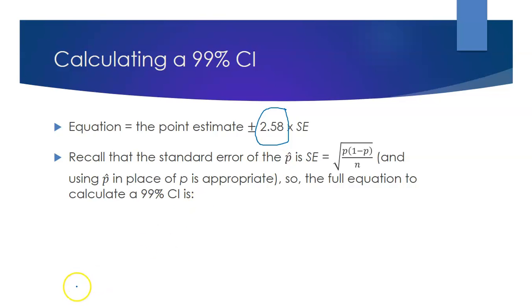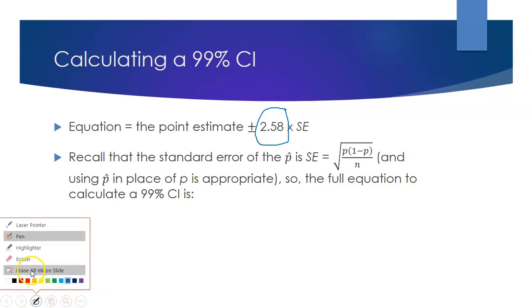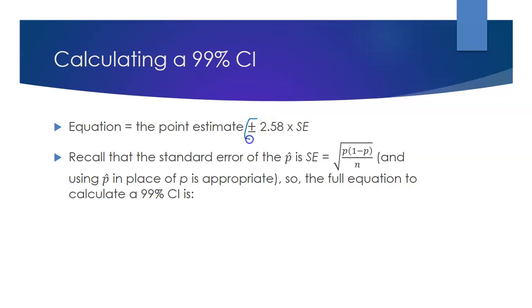So again, just like before, you can think of these as two different equations, right? So we're doing one equation where it's the point estimate plus 2.58 times the standard error, and then we're doing another equation where it's the point estimate minus 2.58 times the standard error, okay? And then the standard error still stays the same.